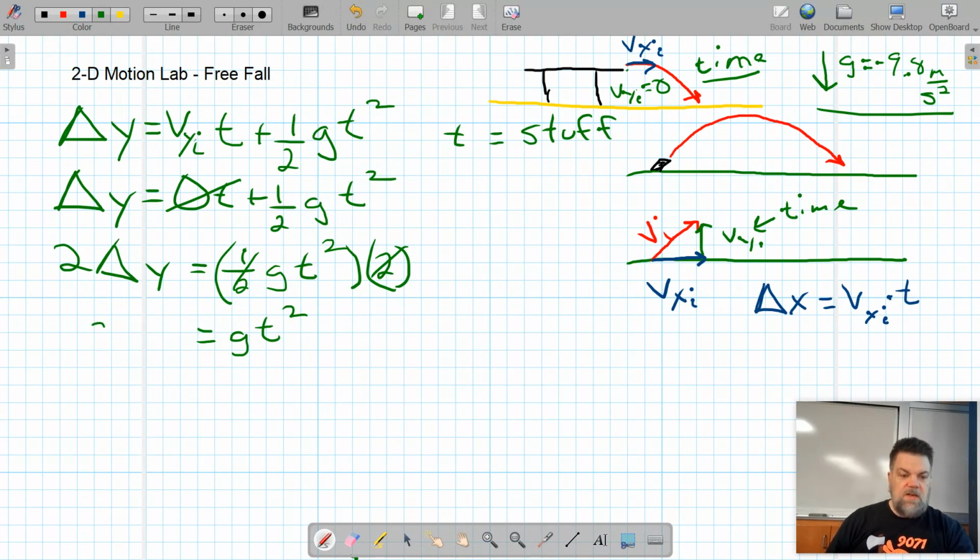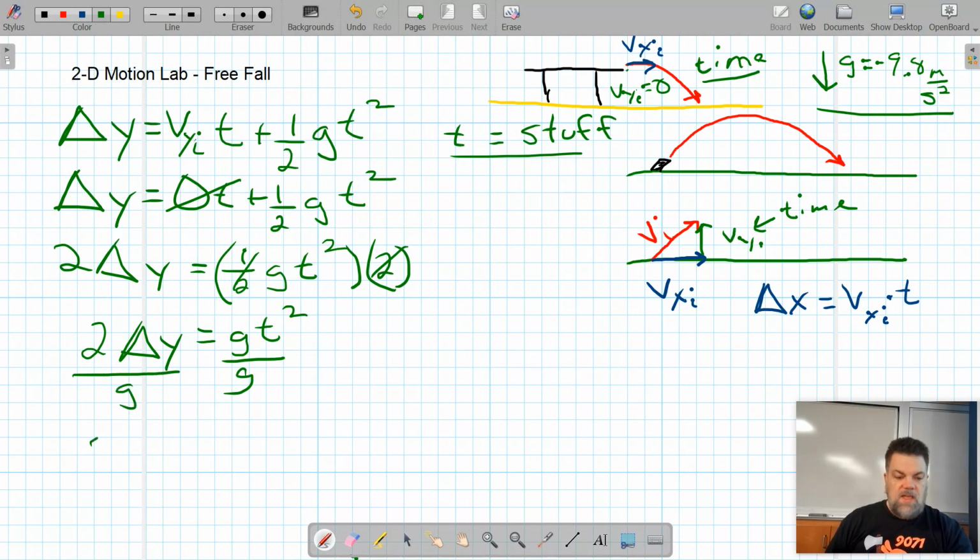And then over here, I've got delta y equals gt. Remember, our goal is to get t by itself. So I'm going to now divide by g on both sides. And I get 2 delta y over g is equal to t squared. But I don't want t squared, I want t. How do you undo a square? Take the square root.